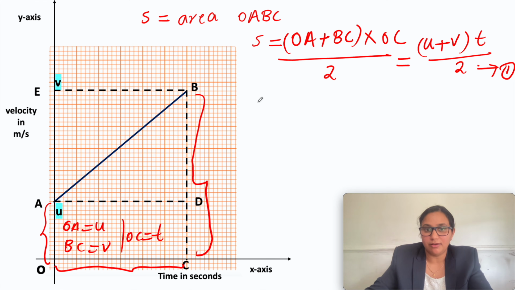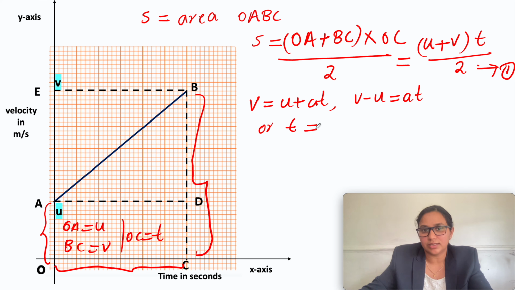Next, from the velocity-time relation, v = u + at. If you rearrange this equation, we have v minus u equal to at. Taking a to the other side, t is equal to v minus u divided by a. Consider this as equation number 2.